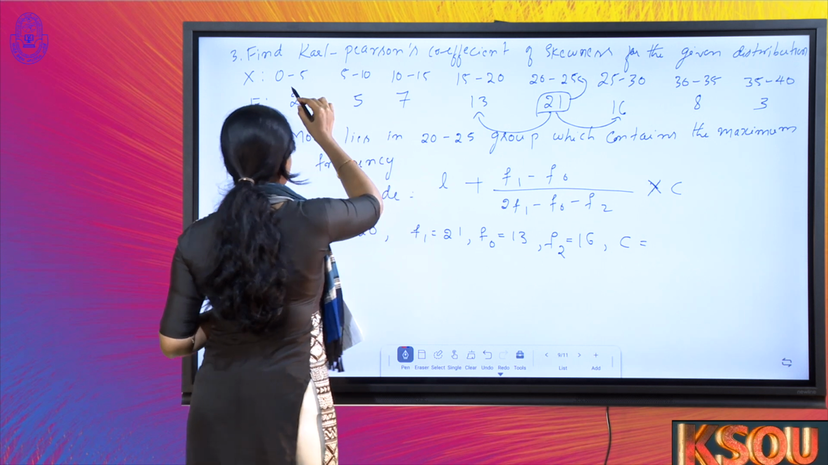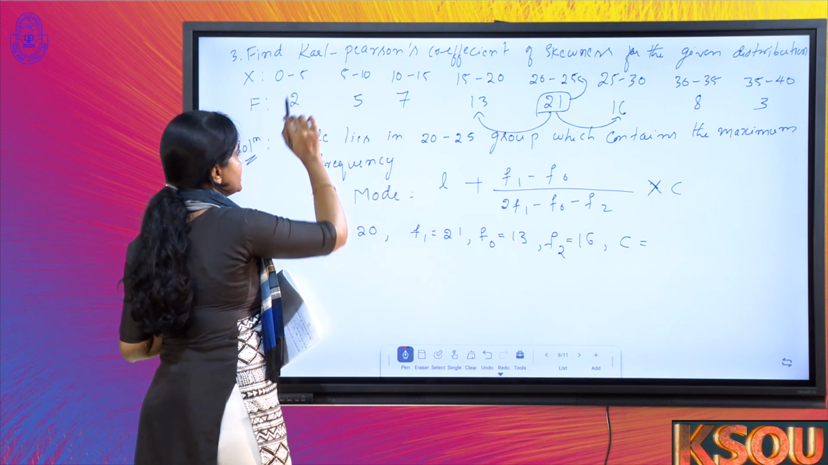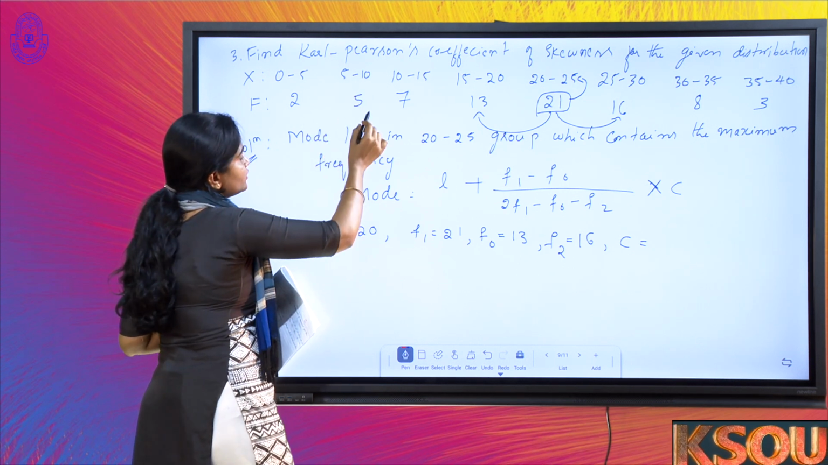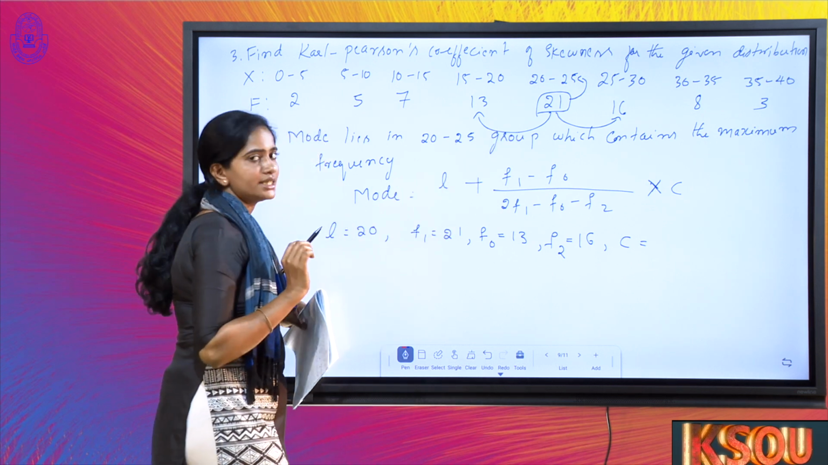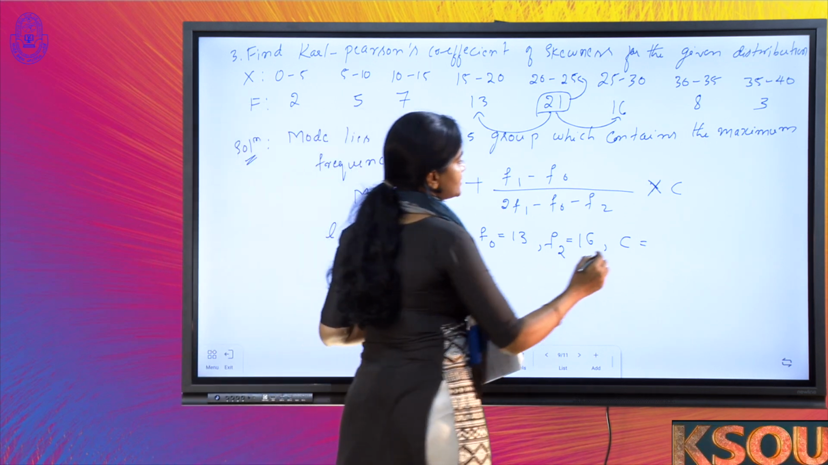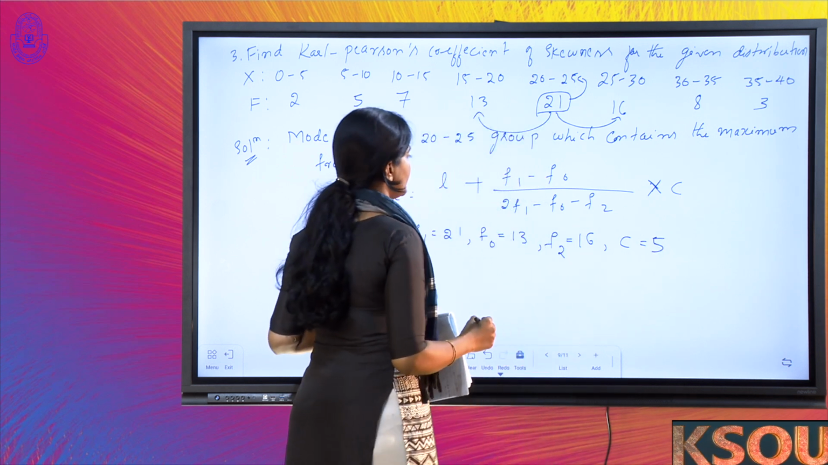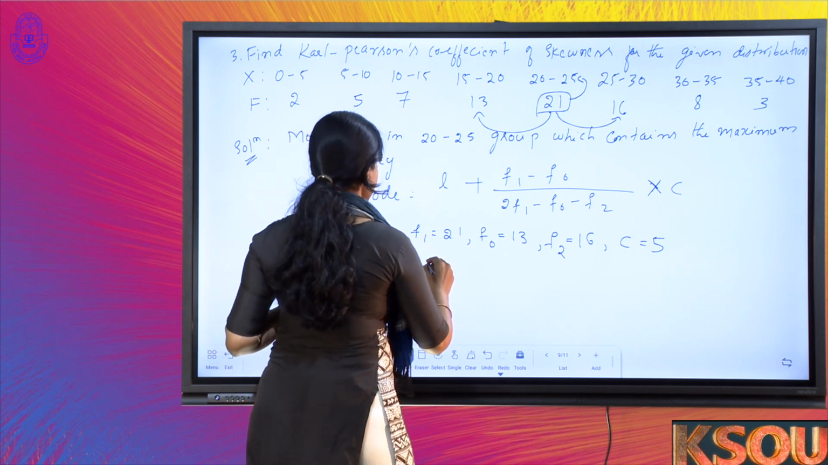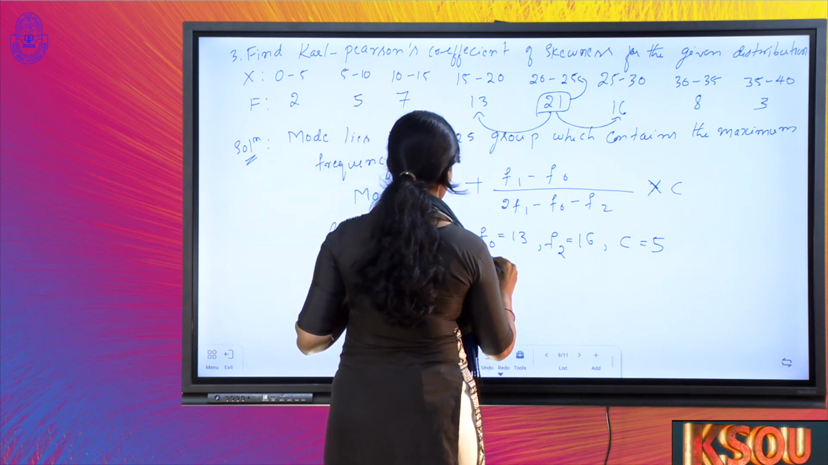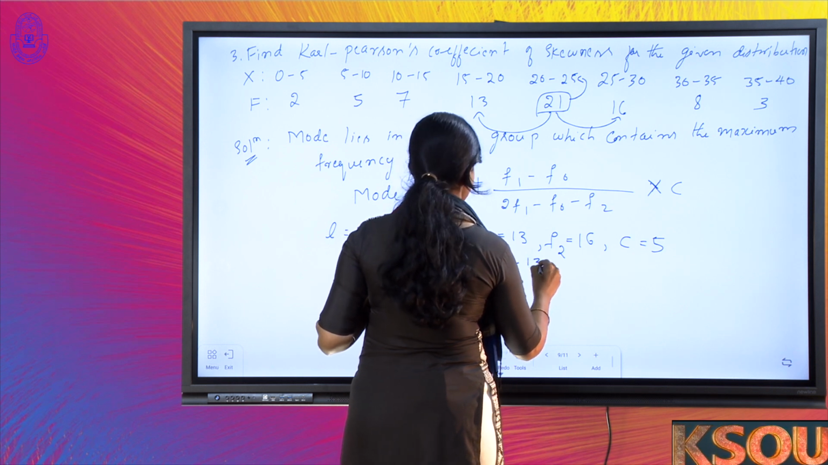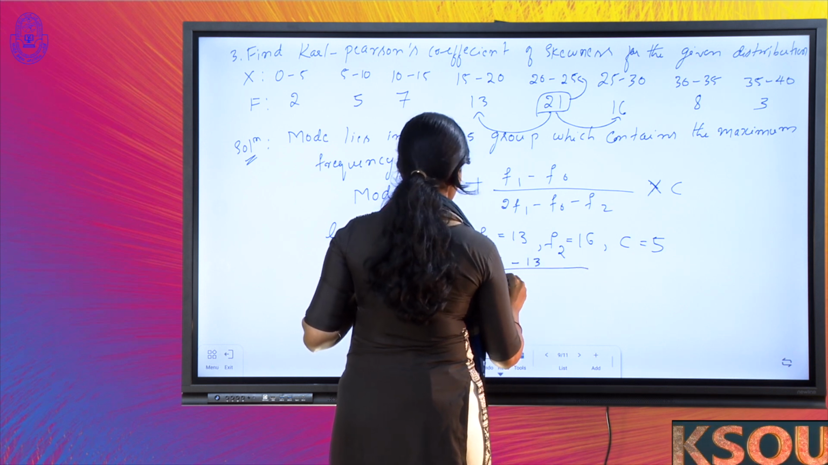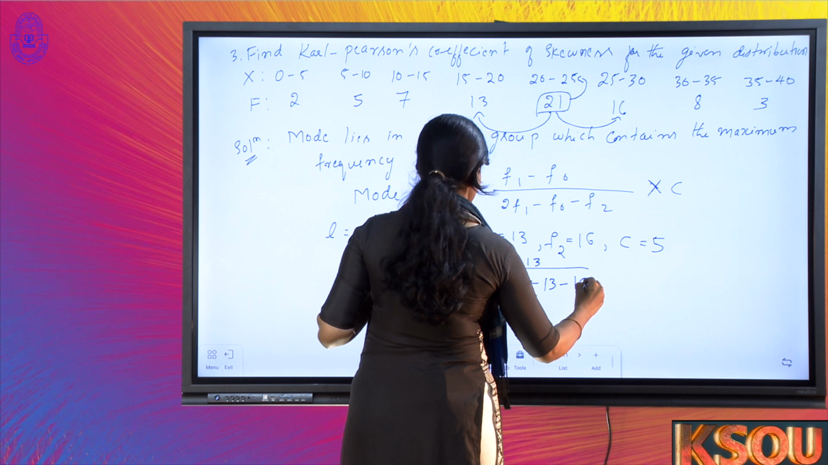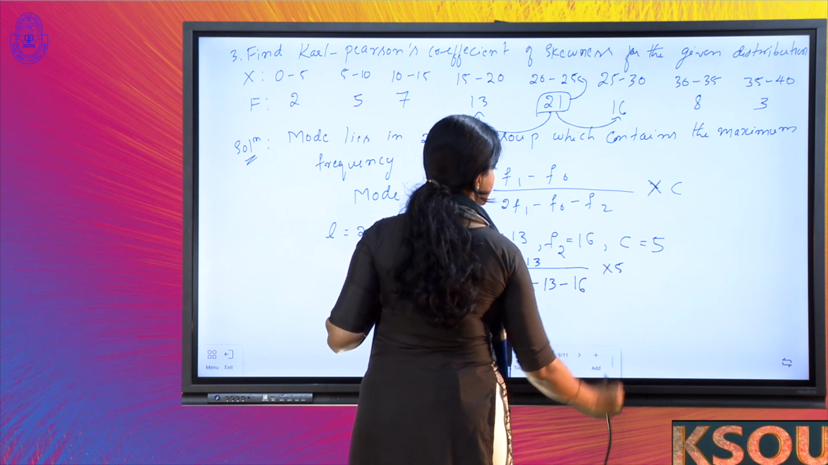So if we consider 0 to 5, the difference between 0 and 5 is 5. 5 to 10, the difference between 5 and 10 is 5. Like that, if you consider the remaining class intervals, you will get 5. Therefore, the size of the class interval is 5. Now you can substitute the values here. Take L as 20 plus F1 is 21, F0 is 13, by 2 into F1 again 21, minus F0 is 13, minus F2 is 16, into class interval size 5.